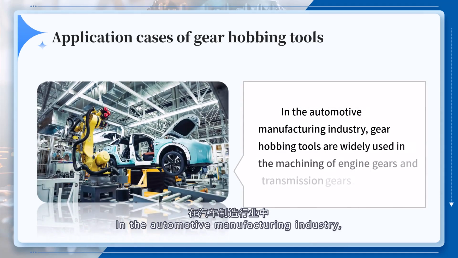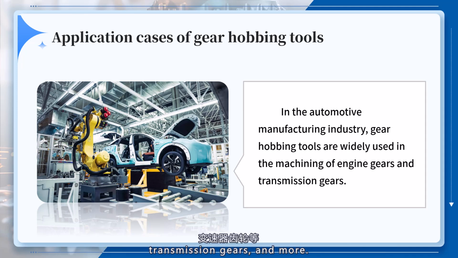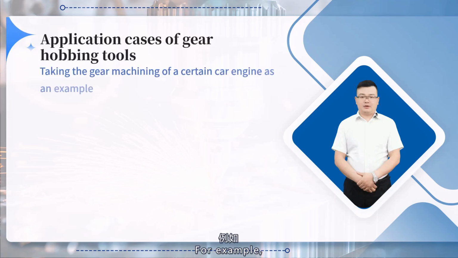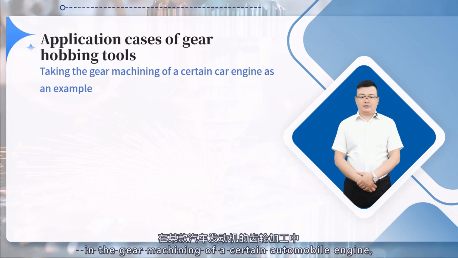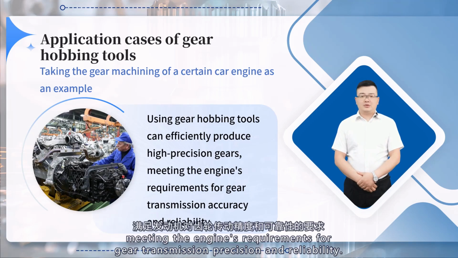In the automotive manufacturing industry, gear hobbing tools are widely used for machining engine gears, transmission gears, and more. For example, in the gear machining of a certain automobile engine, using gear hobbing tools can efficiently produce high-precision gears, meeting the engine's requirements for gear transmission precision and reliability.